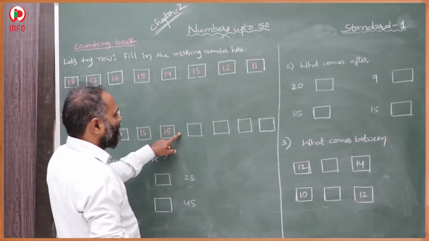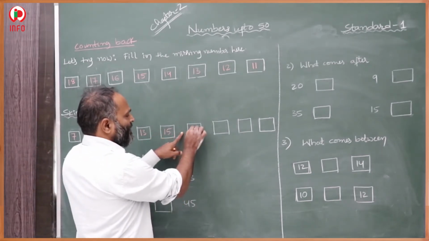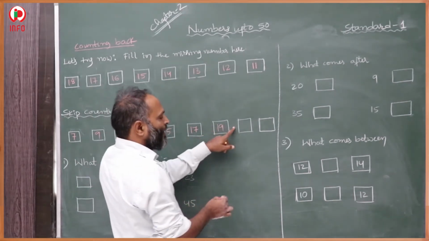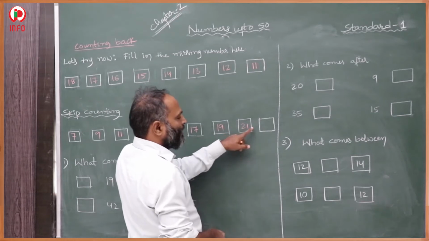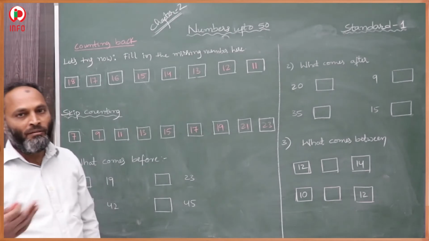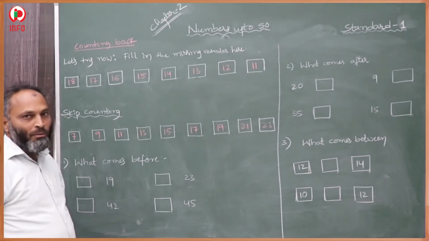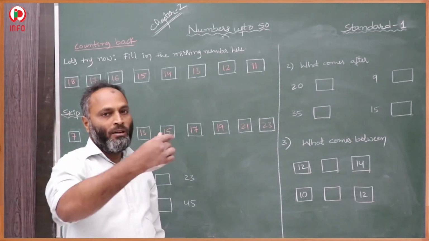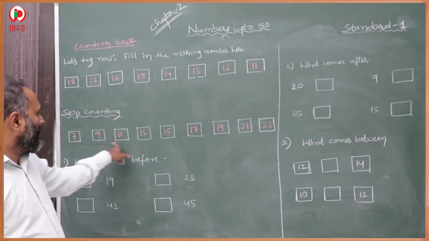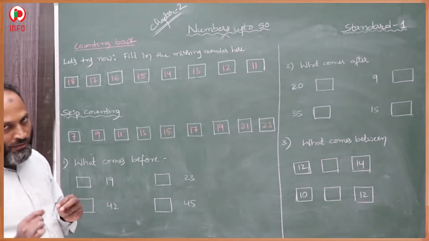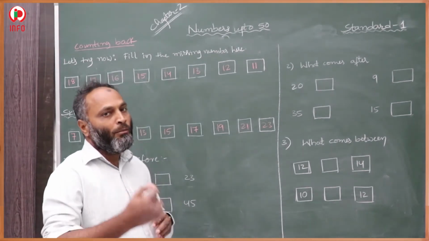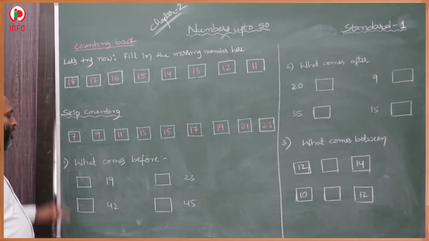After 16 we have to skip and go to 17. And 18 we skip and go to 19. 20 we skip, 21. 22 we skip, 23. Like that one number we have to skip and move. So skipping number means one number we have to skip and go. So how to find here? 3 numbers were given. On the basis of the 3 numbers we have to understand how many numbers we have to skip and move forward. That is called skip counting.